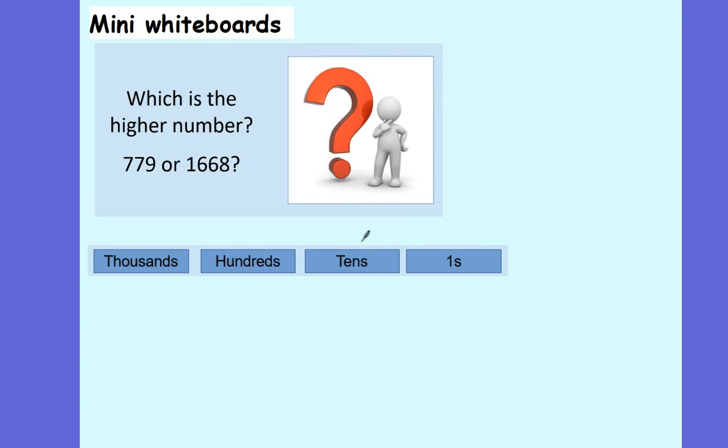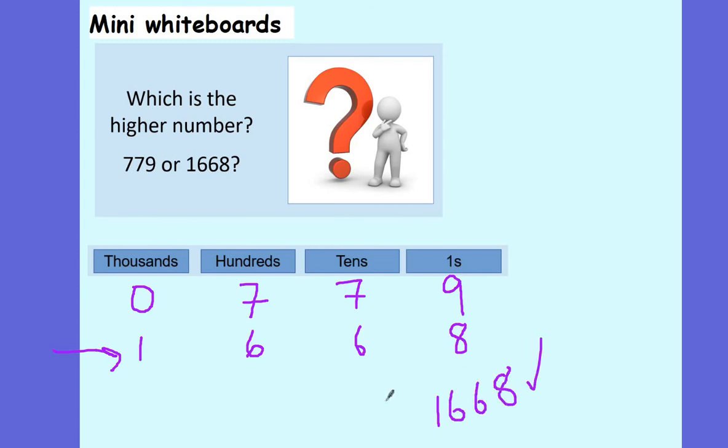How about this one? Pause the video for a minute or two and work out which is the larger number. Okay, let's compare them. I've got 779 with an imaginary 0 on the front because I've got 0 thousands in it, and 1,668. I start by comparing my thousands. This one's got a 1 in the thousands column, so 1,668 is the larger one.